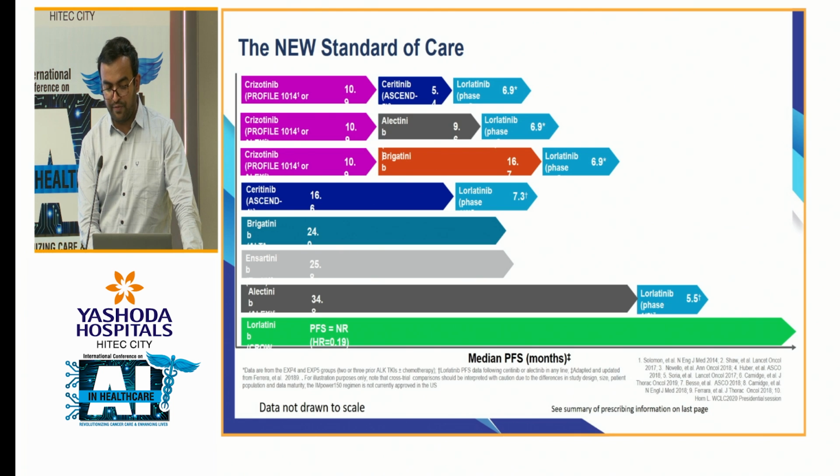So this is a brief, again, cross-trial and different comparison, where with the first generation you had only 10 months of PFS. With the second generation, it was almost to the tune of 2 years. Now with lorlatinib, median PFS is not reached, it's more than 60 months.